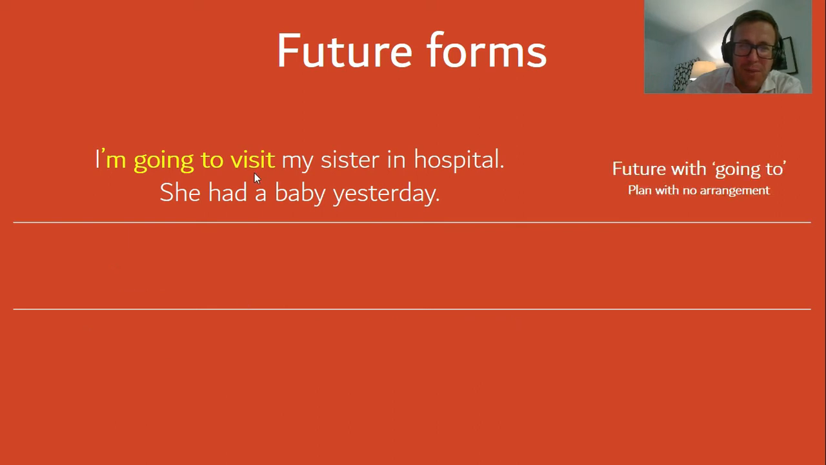The top one, future with going to. I'm going to visit. This is a plan, but there is no arrangement. An arrangement just means we didn't organize it. There's no time. I didn't tell my sister. So she had a baby. I'm going to visit my sister in hospital. Maybe today, maybe tomorrow. I don't know.